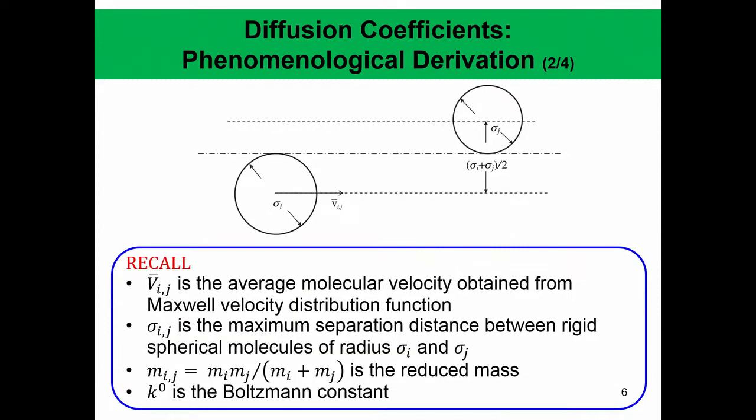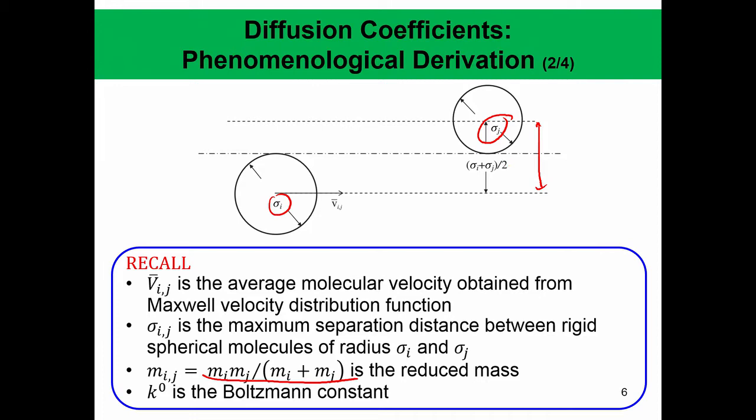So, using this we go back to our previous discussion with basically the same schematic. These are the two molecules which are colliding. One has a diameter of sigma i, the other has a diameter of sigma j. Their reduced mass m_ij is given by m_i times m_j divided by m_i plus m_j, whereas the collision diameter is given by sigma i plus sigma j.